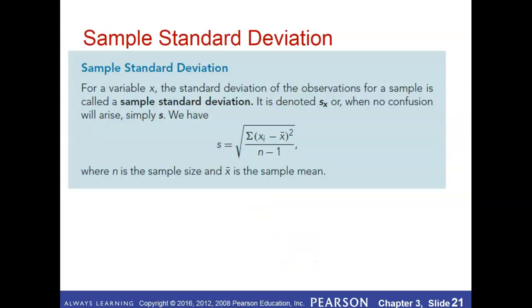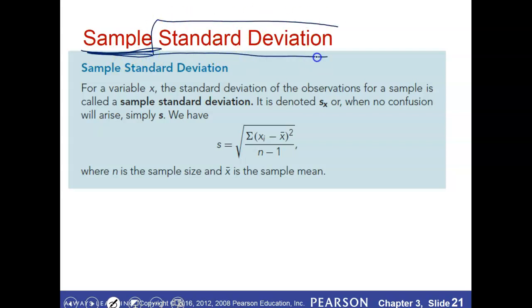Let's go ahead and talk about what's called the sample standard deviation. Sample standard deviation is almost exactly like the standard deviation, except it's only for a sample of the population, not the entire population. And there we use a different formula. And we could write this formula down, but I'm going to show you how to do this on your calculator so you don't have to.